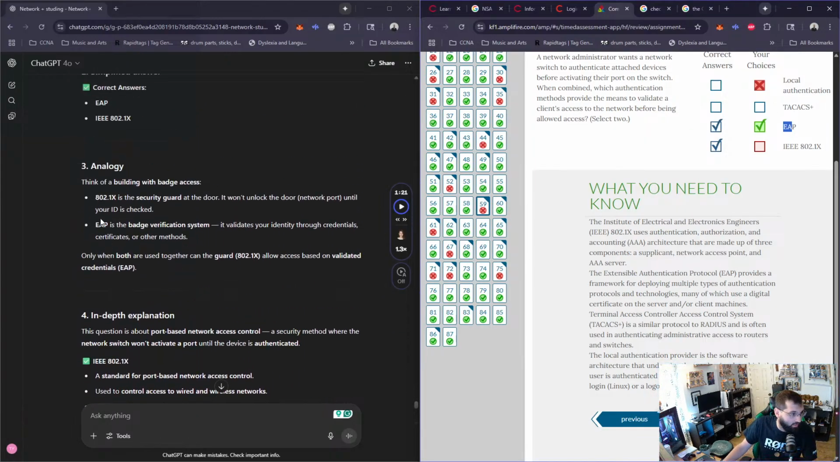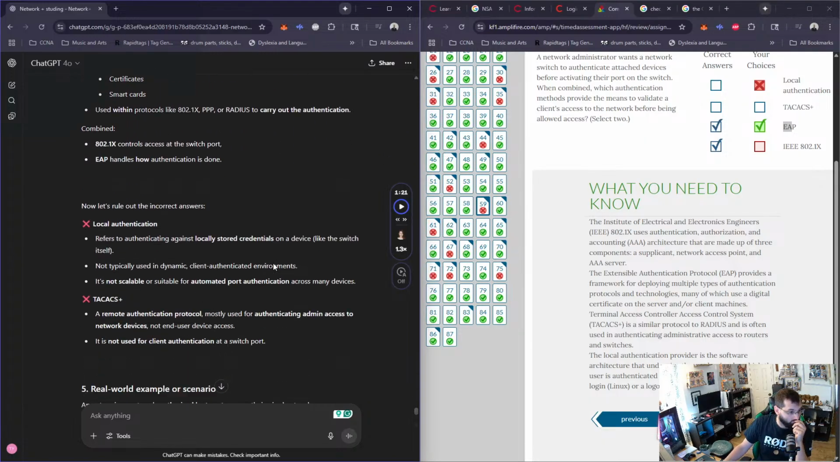Let's look at an analogy real quick. I know I already played it. Let's play it again. Analogy: think of a building with badge access. 802.1x is the security guard at the door. It won't unlock the network port until your ID is checked. EAP is the badge verification system. It validates your identity through credentials, certificates, or other methods. Only when both are used together can the guard, 802.1x, allow access based on validated credentials, EAP.